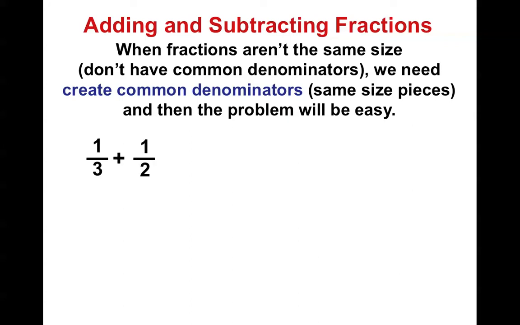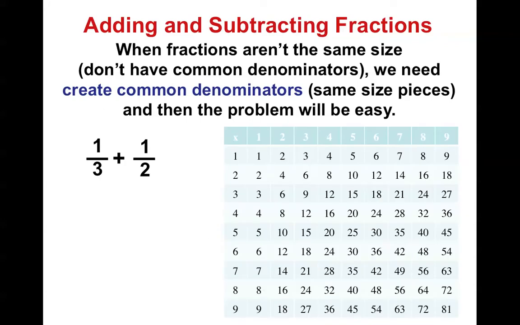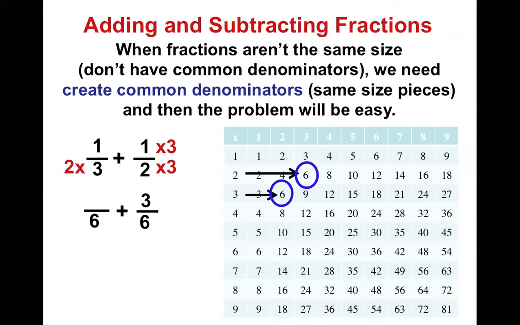So in this situation, what did we do? We realized that 2 times 3 was 6, and 3 times 2 was 6. Therefore, we got the common denominator of 6, and we multiplied the bottom by 3, so we multiply the top by 3. That gets us 3/6. Multiply the bottom by 2, multiply the top by 2, and we get 2/6. Add them together, 5/6. All done.